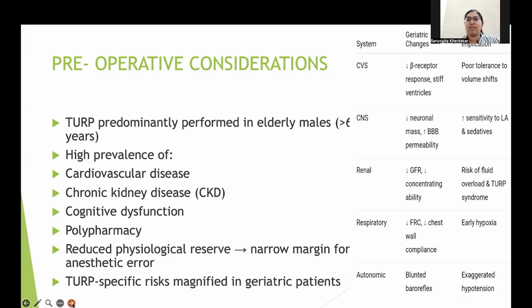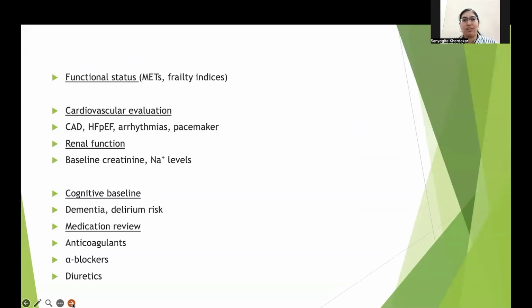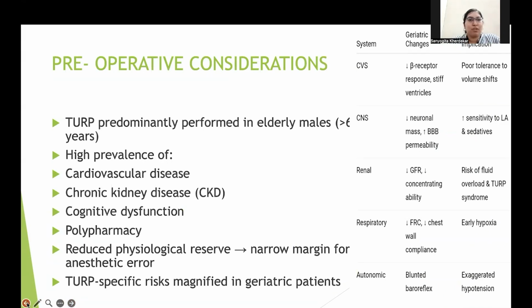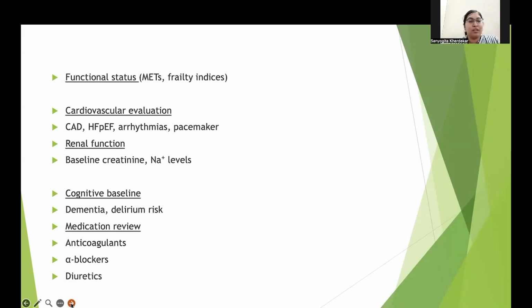And this is a table summarizing all of those risks. The patient will have poor tolerance to volume shifts, and renal compromise will be there. So the patient will be more prone to cognitive dysfunction. Autonomic responses are already blunted, and then if the patient has diabetes, there will be a chance for exaggerated hypotension. So these are the things we need to consider before the labs and everything that we do.